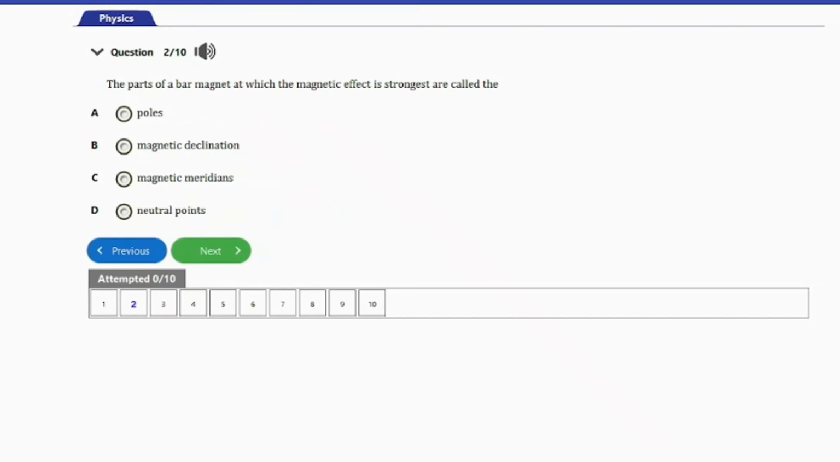So that's question number 2 here. It says, the part of a bar magnet at which the magnetic effect is strongest are called the A. Poles, B. Magnetic declination, C. Magnetic meridians, and D. Neutral points. The answer to this question is option A, and that's the poles. The poles are the regions or the parts of the magnet at which the magnetic effects are strongest. So that's it for this question. Let's go ahead and consider the next question, guys.